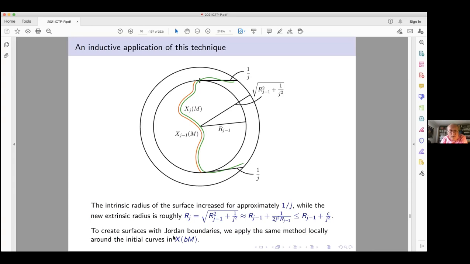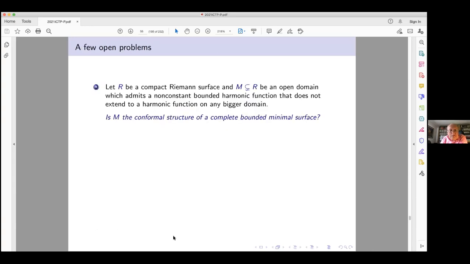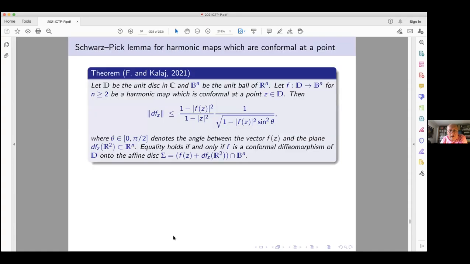I'm essentially at the end of my time, but I would like to show you one final result without the proof, which I think could be of interest to any mathematician, not just to any complex analyst. And you will see in a moment why. This is a very recent result from March of this year with Kalai. It is what we call the Schwarz-Pick lemma for harmonic maps. So the result is just this one.